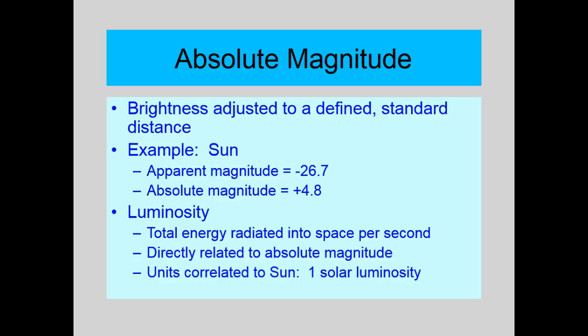Now, we're going to correlate those units to the sun, and we'll say this 4.8, our sun out here, is going to be 1 solar luminosity. So Sirius is probably going to be way bigger than that, and then some of the smaller ones are going to be way less than that. Okay? So that's our luminosity related to absolute magnitude.